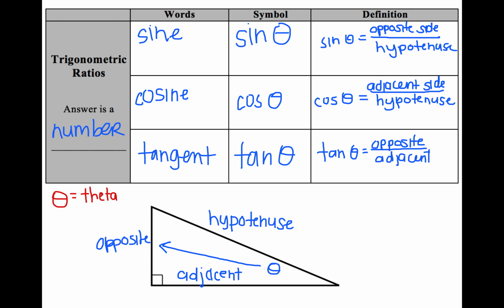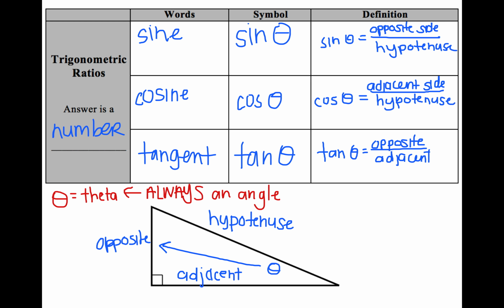So, a couple things. First off, theta, this right here, is always an angle. So just keep that in mind. The only thing that you can ever put into one of these three trig functions is an angle. You can't put just any number, it has to be an angle.